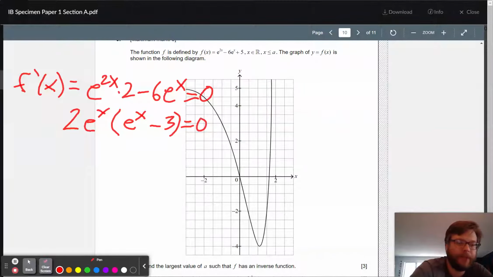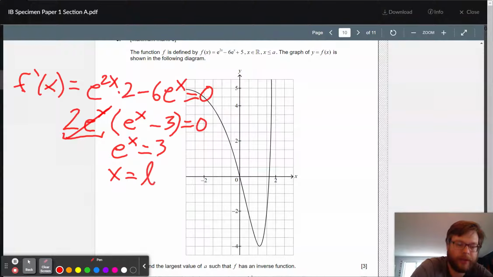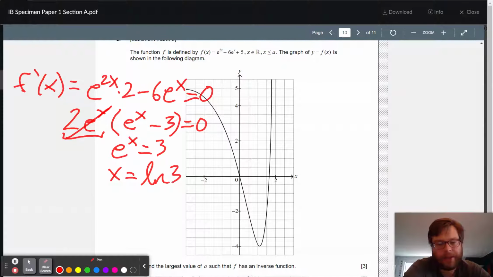So is it possible for 2e to the x to equal 0? No, that never reaches 0. Is it possible for e to the x minus 3 to equal 0? Yes. If e to the x is equal to 3, take the natural log of both sides, natural log of 3. So now we know that when x is the natural log of 3, there's going to be a derivative of 0. Because we have the graph, we can assume that this is this point right here.